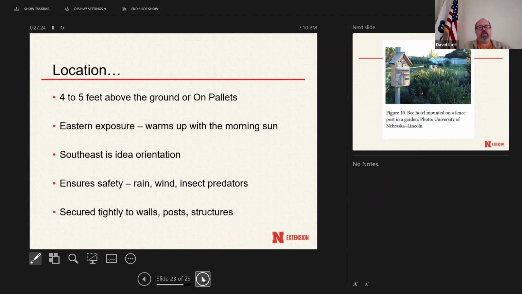So it's really good to have them positioned at an eastern exposure so they get the warmth from the sun as the sun comes up and they can move out.